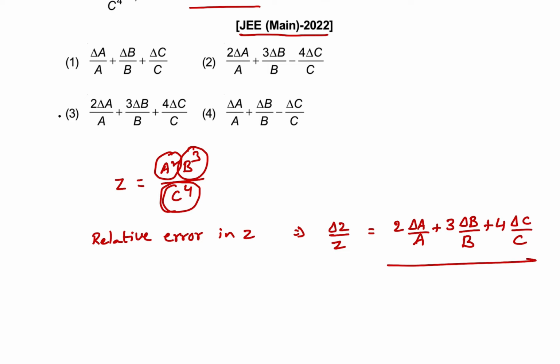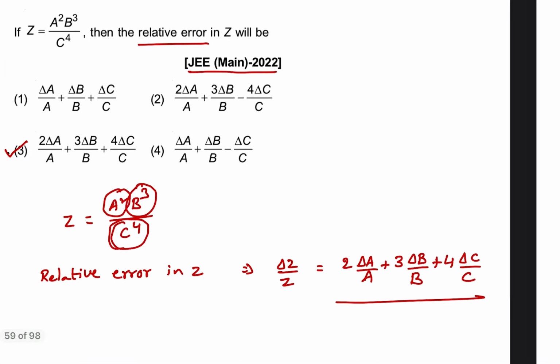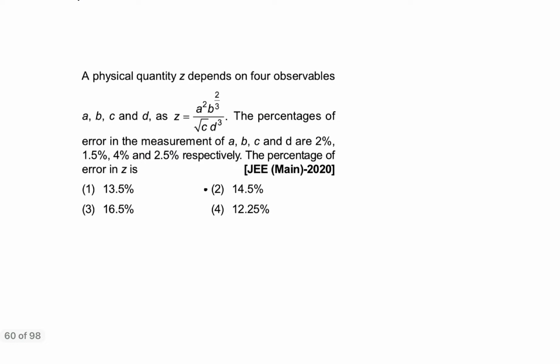Next we have to add the error in c. The error in c is 4 times delta c divided by c. This is the relative error in the given relation. So from this we can see the third option is the correct option. Okay, now I am moving to some other question.